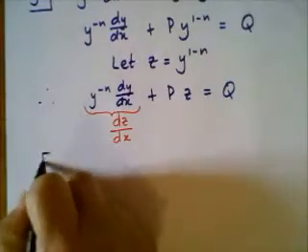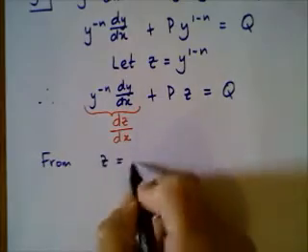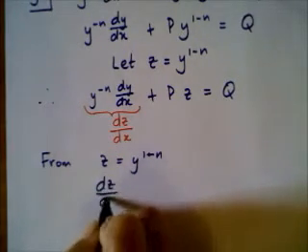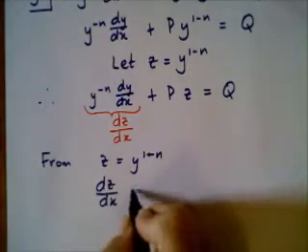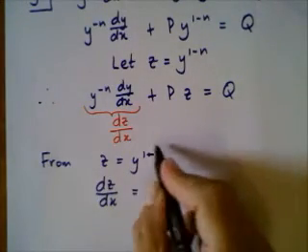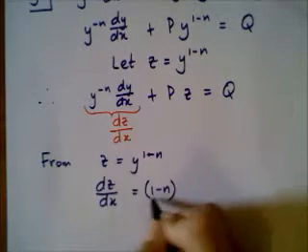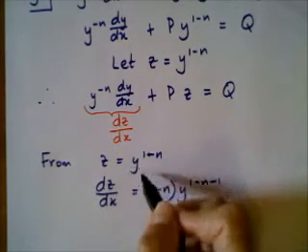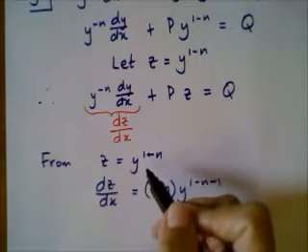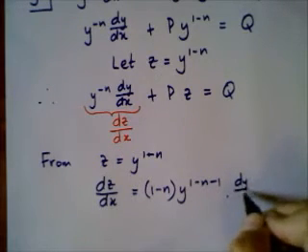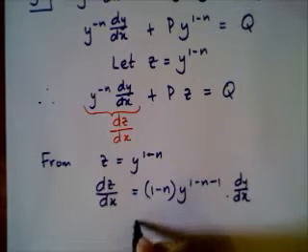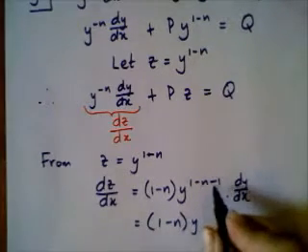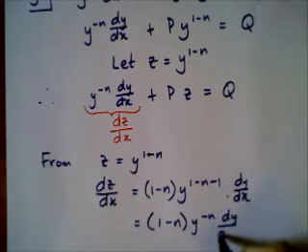So, from z equals y to the 1 minus n, in order to find dz/dx, we use the power rule. So the 1 minus n comes to the front. You have your power minus 1. In this case, because y itself is dependent on x, you still have to find its derivative, right? Which simplifies to (1 minus n) y to the minus n dy/dx.